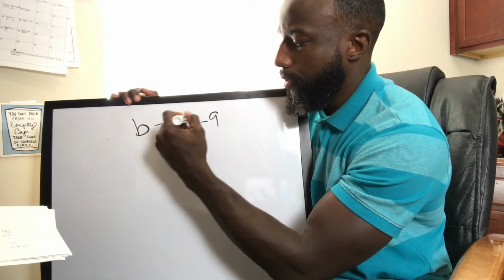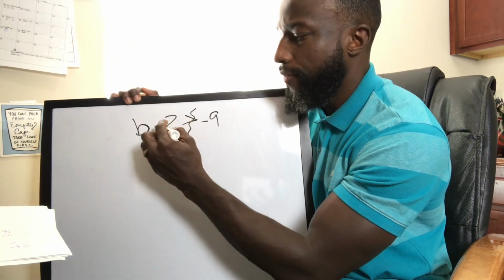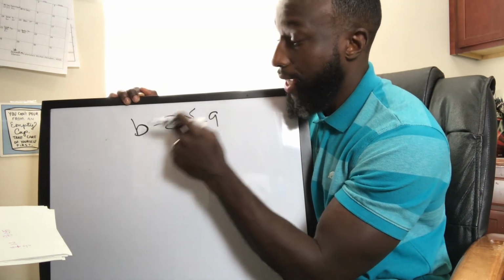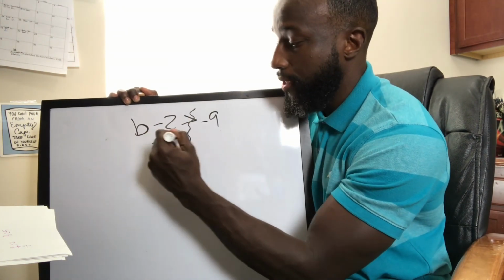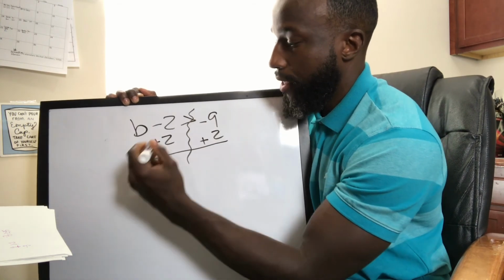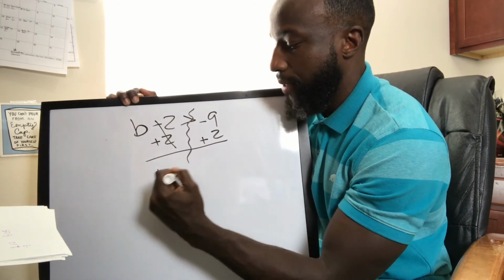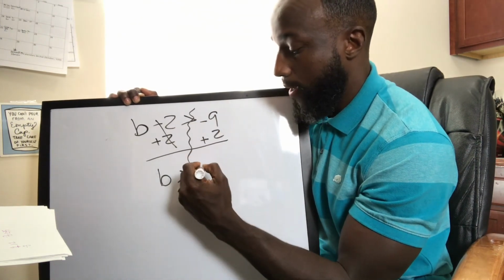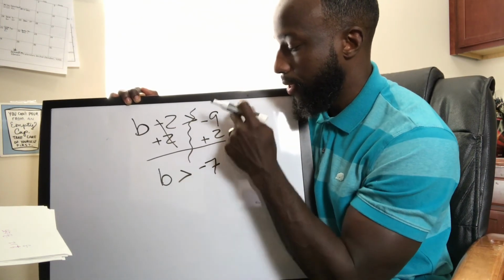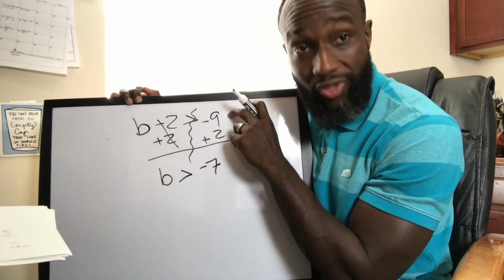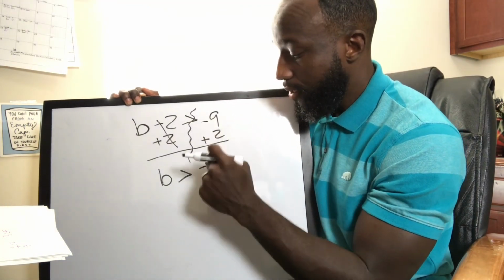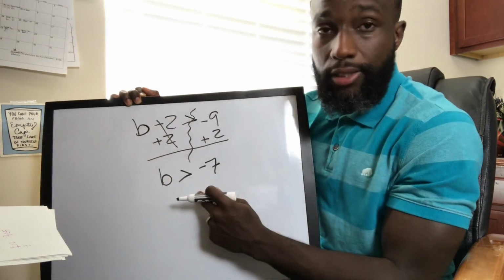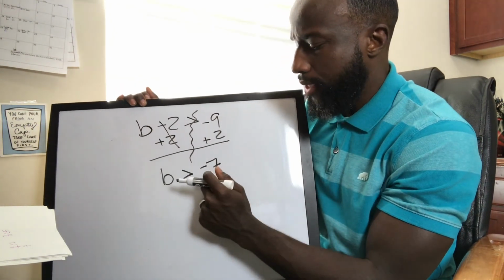So first things first, think about it like this. If I want to move this 2 over here and isolate the B, I have to do the inverse operation, the opposite. This cancels, so then I have B is greater than negative 9 plus 2. You subtract and keep the sign of the bigger number: same sign add, different sign subtract. So now our solution is B is greater than negative 7.